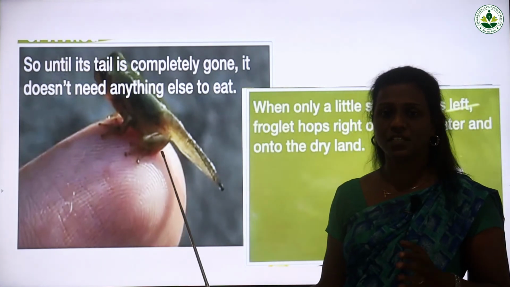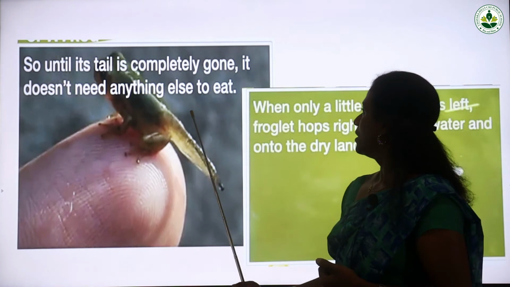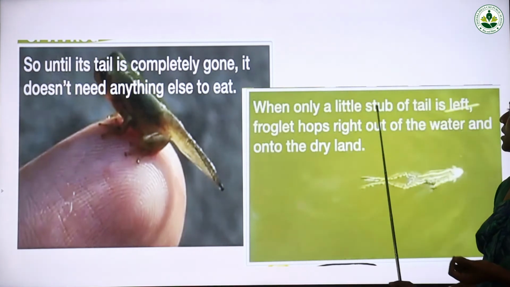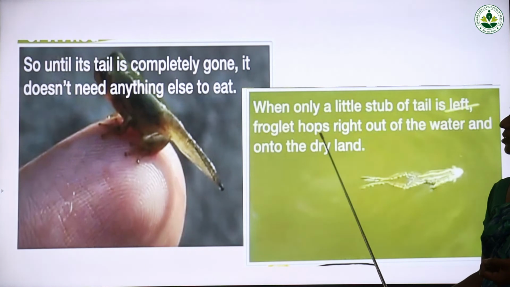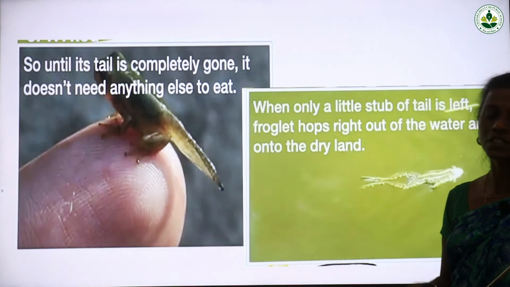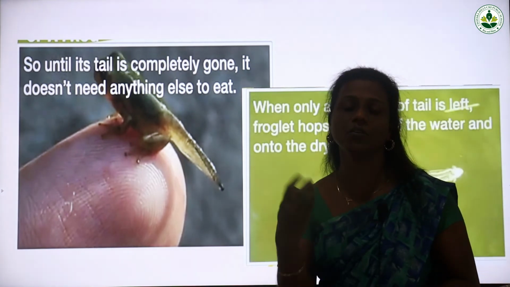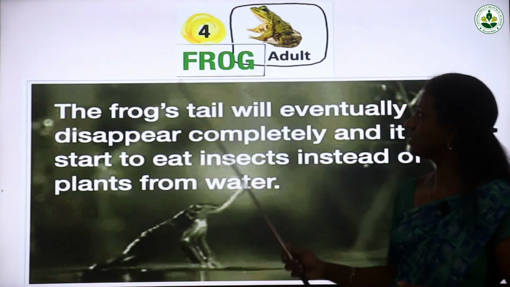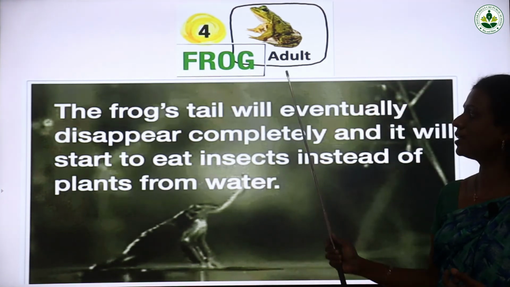That means the younger stage. So at that time, the tail will be almost gone and a small stub of tail is left there. So that froglet hops right out of the water and on to the dry land. So at that time, the froglet can go out of the water also. Then the next stage is the final stage, that means frog, the adult stage.